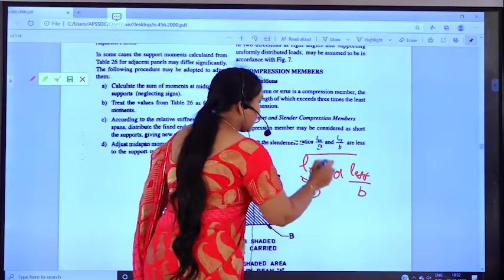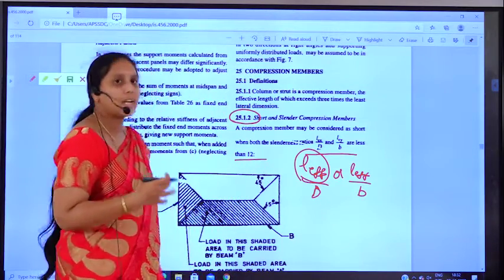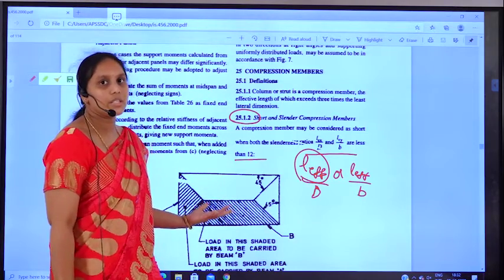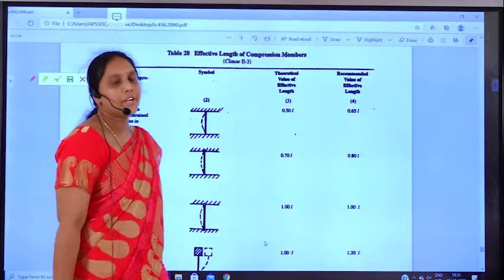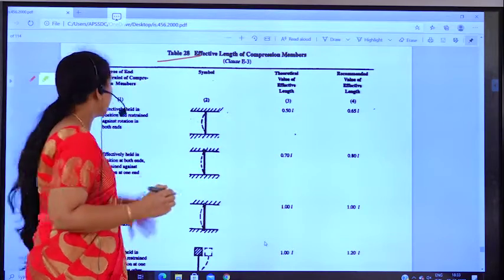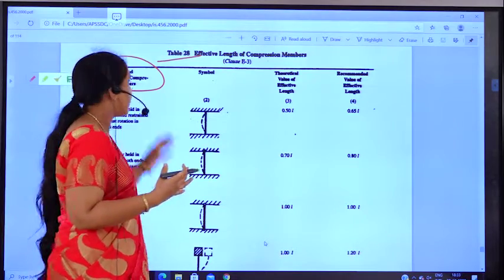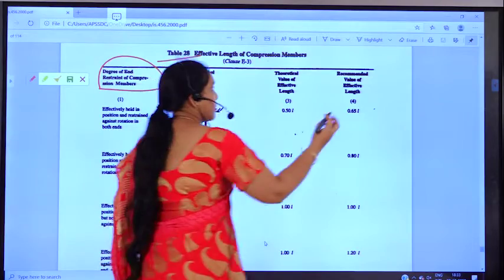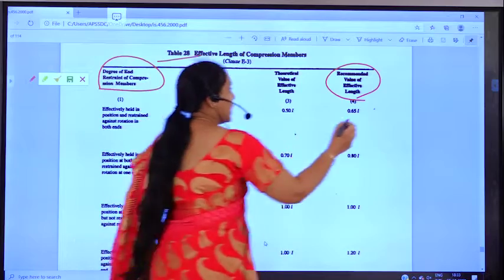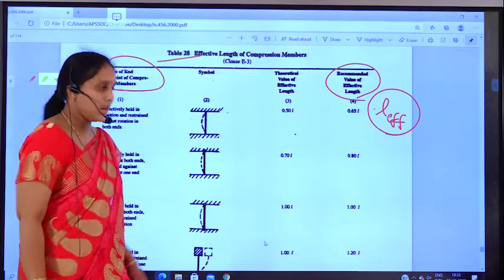So where will you get this L effective from? The L effective can be calculated from Table 28 of IS 456 2000. Now let us see where Table 28 is in IS 456 2000. The effective length of the column can be calculated from this table based on the conditions. The degree of end conditions will be mentioned in the question, and based on that, these are the recommended values of the effective length, and from this we calculate the L effective.